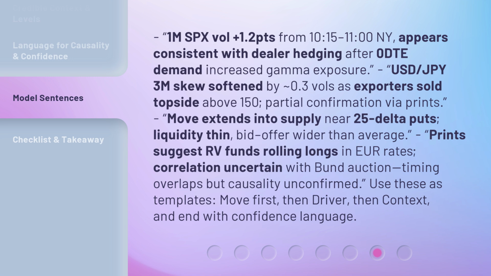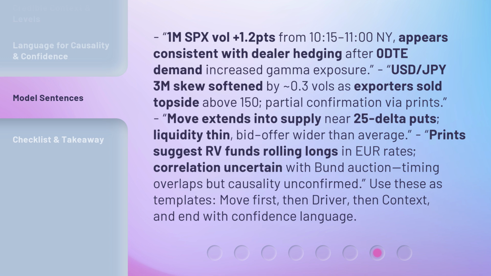1M SPX vol +1.2 pts from 10:15 to 11 o'clock NY appears consistent with dealer hedging after 0DTE demand increased gamma exposure. USD/JPY 3M skew softened by approximately 0.3 vols as exporters sold topside above 150, partial confirmation via prints. Move extends into supply near 25 delta puts. Liquidity thin, bid-offer wider than average.